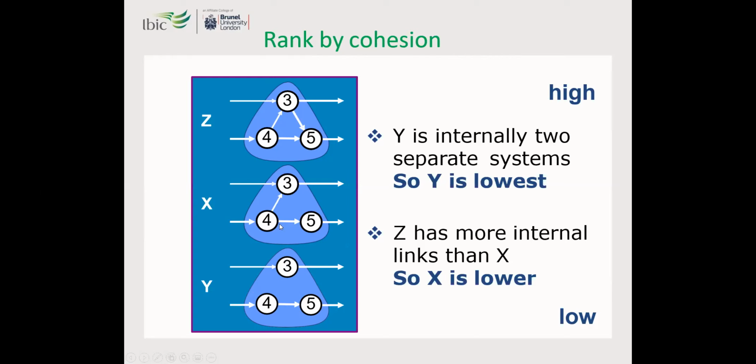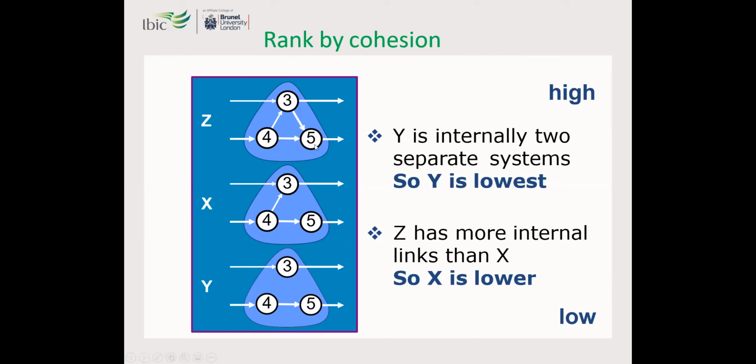And then X is the second lowest and Z is the highest, because it got more internal links than X. So actually what we want to say in the high cohesion is that there is some homogeneity inside one component, between different components.